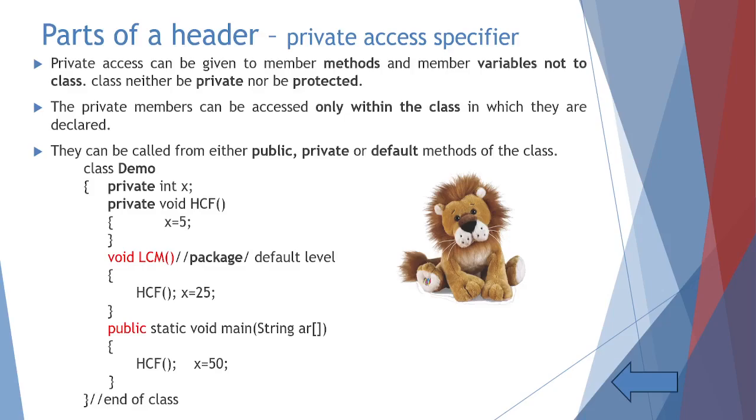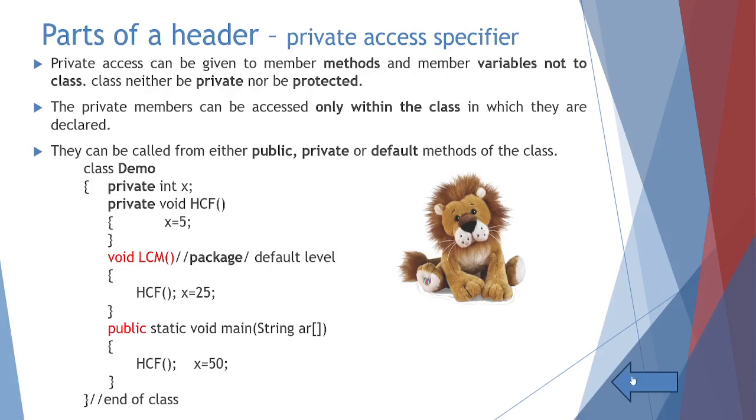So private index is being used in private void HCF, x is equal to 5. And void LCM is calling HCF as well as saying x is equal to 25. The public method is also calling HCF, changing the value of x, no problems. Within the class, we can access.